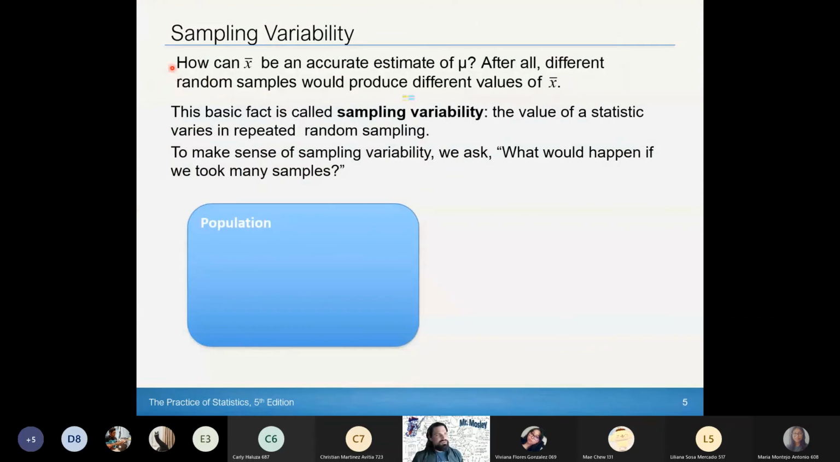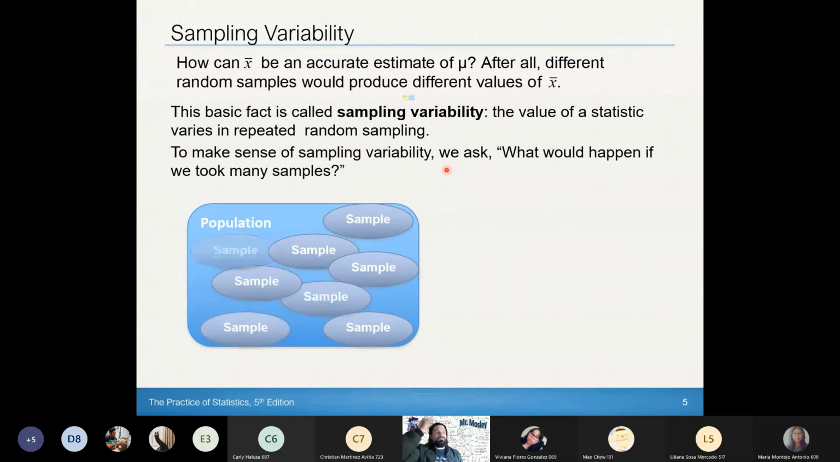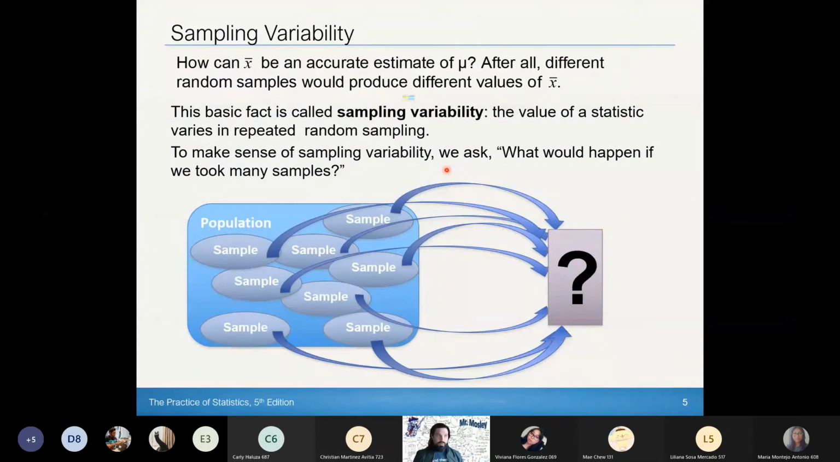So how can x bar be an accurate estimate of mu? After all, different random samples would produce different values of x bar. The basic fact is called sampling variability. The value of a statistic varies in repeated random sampling. To make sense of sampling variability, we ask, what would happen if we took many samples? So we take lots of samples from the population, and that hopefully gives us something we can use. But we don't know what that is until we do the sampling or a simulation to see what the sampling could yield, and hopefully that gives us something that's usable.